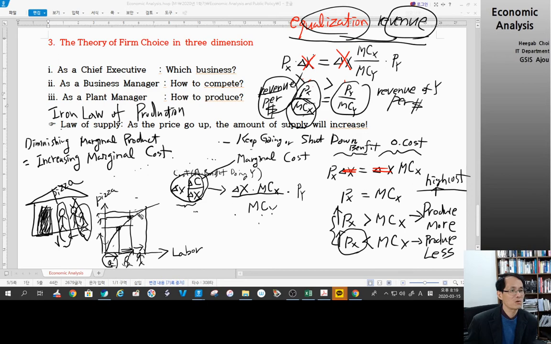In economics, this extra pizza, this one, and this one, and this one, are called marginal product. Sometimes it may be called additional product, right? So when I draw this in a picture, you may see something like this. This is marginal product, abbreviated as MP, and this is the labor. Then the first one is coming from this much, and the second one will be this much, and the third one will go to here.